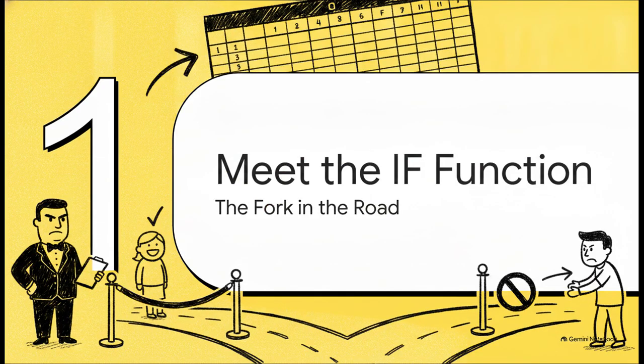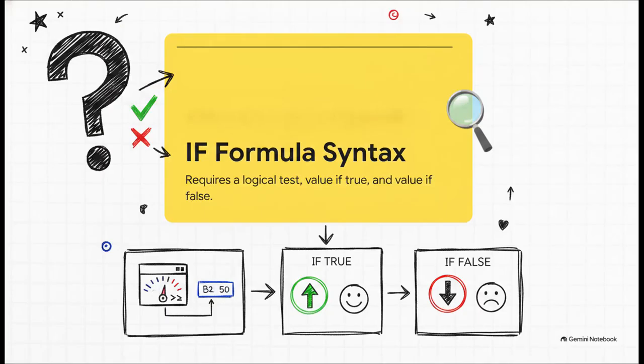Okay, part 1. Meet the IF function, the fork in the road. To really wrap our heads around this, I want you to imagine the IF function as a bouncer. Actually, a really strict bouncer at an exclusive club. At its core, it's just Excel checking an ID by asking a what-if question. And to do its job, this bouncer needs exactly 3 instructions from you.